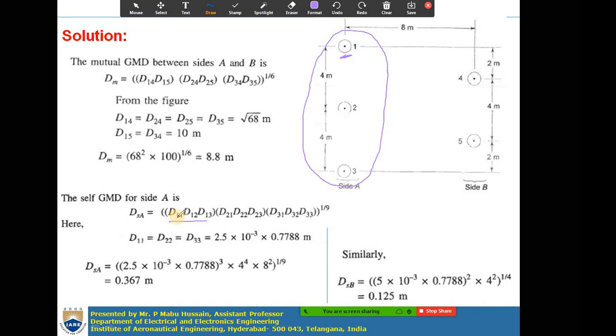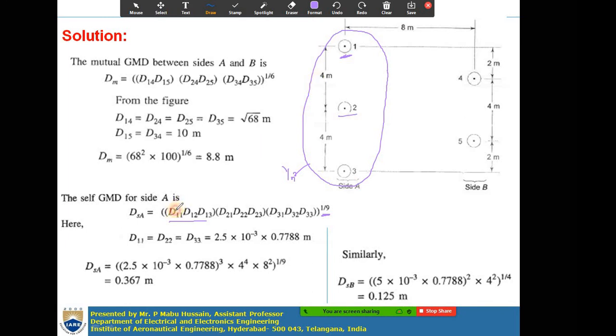So, this is D11, D12, D13. Next for second D21, D22, D23. For third D31, D32, D33 whole to the power of 1 by n square. How many conductors are there here in this side? 3. So, 3 square is 9, 1 by 9. Right. So, you substitute all the distances here.